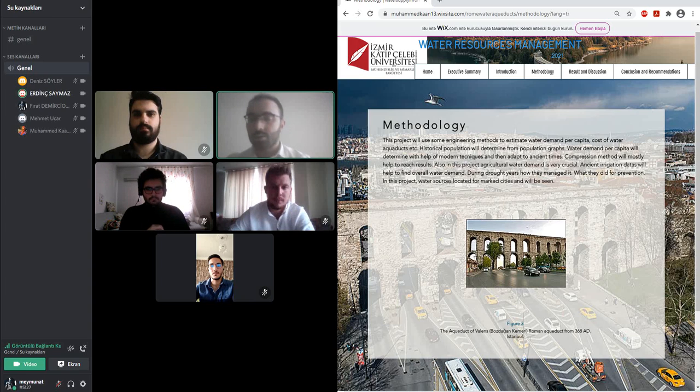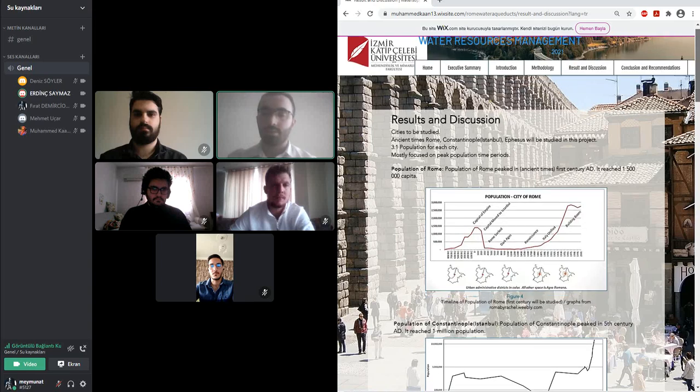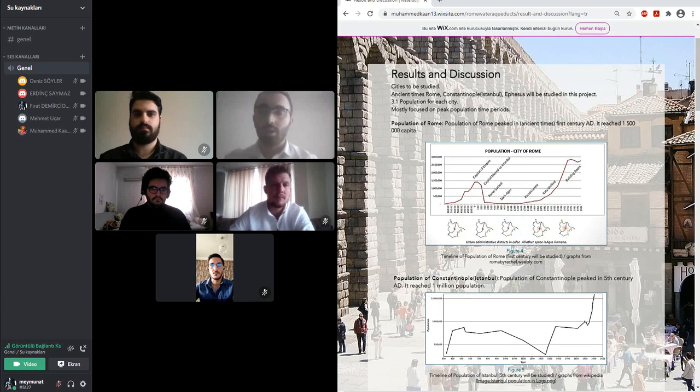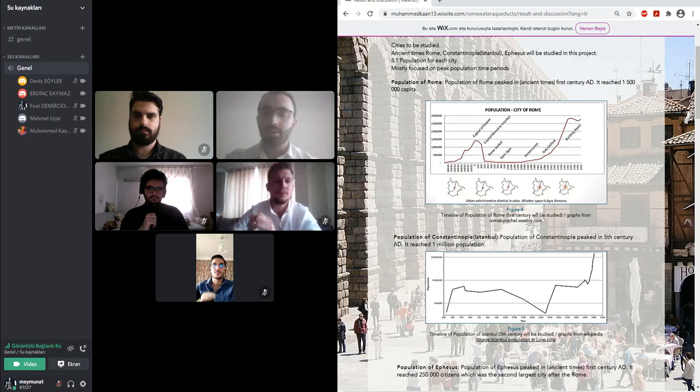Now we can continue with the result and discussion part. In this part, we are talking about these cities: Rome, Constantinople, and Ephesus. Firstly, the population of each city, mostly focused on peak population time periods. Population of Rome peaked in ancient times, in the 1st century. It reached 1.5 million capita. In figure 4, we can see the population of the city of Rome changing by time.